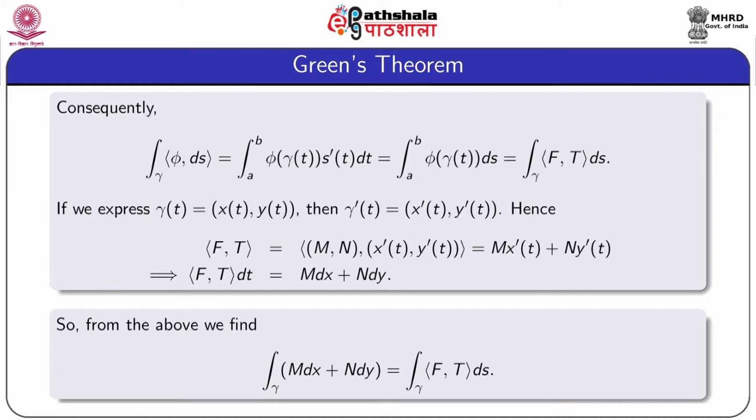If we express gamma(t) equal to the ordered pair (x(t), y(t)), then gamma dash (t) equals (x dash (t), y dash (t)). Hence, the inner product F·T equals the inner product of (M, N) and (x dash (t), y dash (t)). So, this equals M x dash (t) plus N y dash (t). So, from the above we find that the line integral over gamma of M dx plus N dy equals the integral over gamma of the inner product F·T ds.